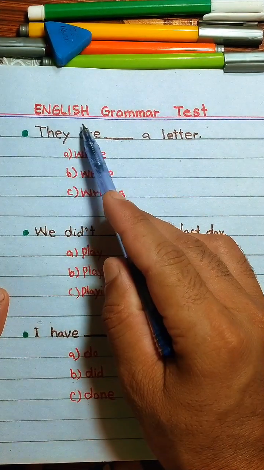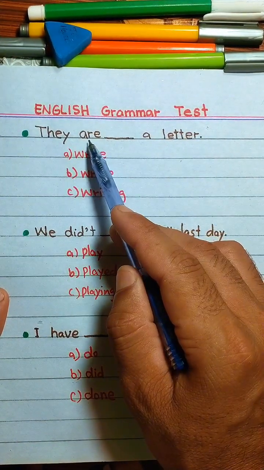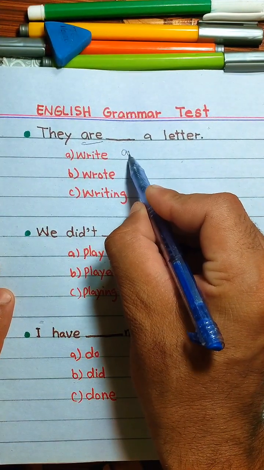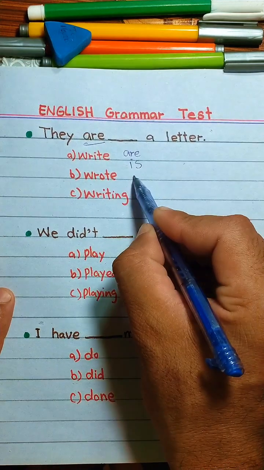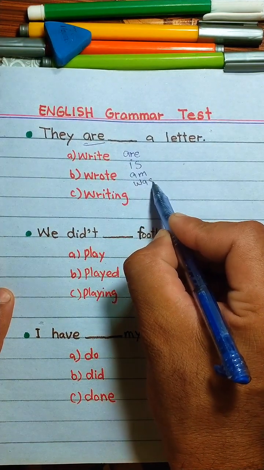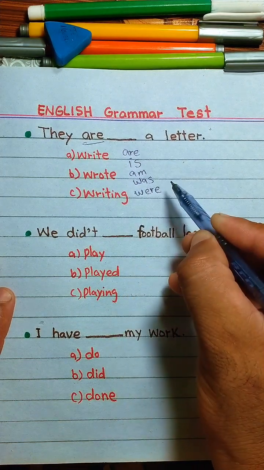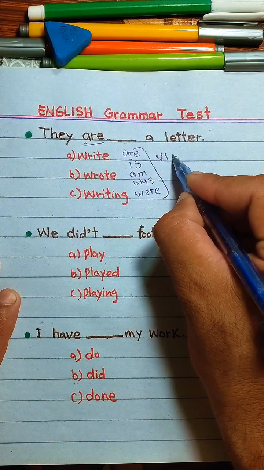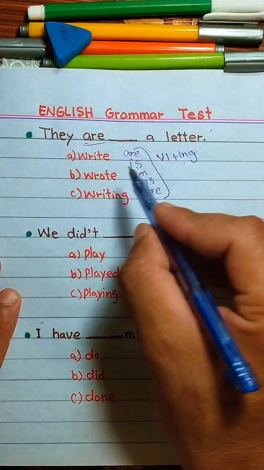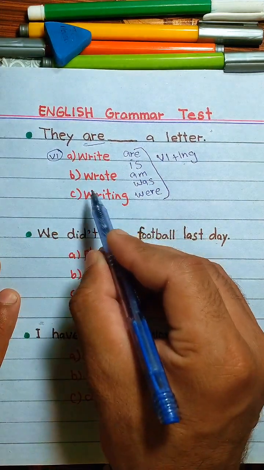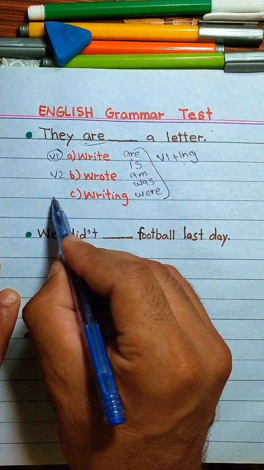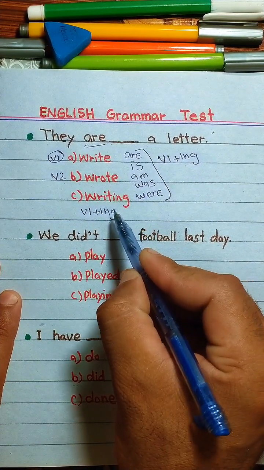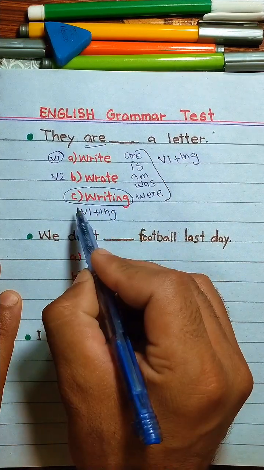We're gonna learn some verbs in this video. You have to choose the right answer. They are dash a letter. Here the keyword is are, is, am, was, and were, followed by V1 plus ing. This is V1, V2. Option C is V1 plus ing. So the correct answer is writing.